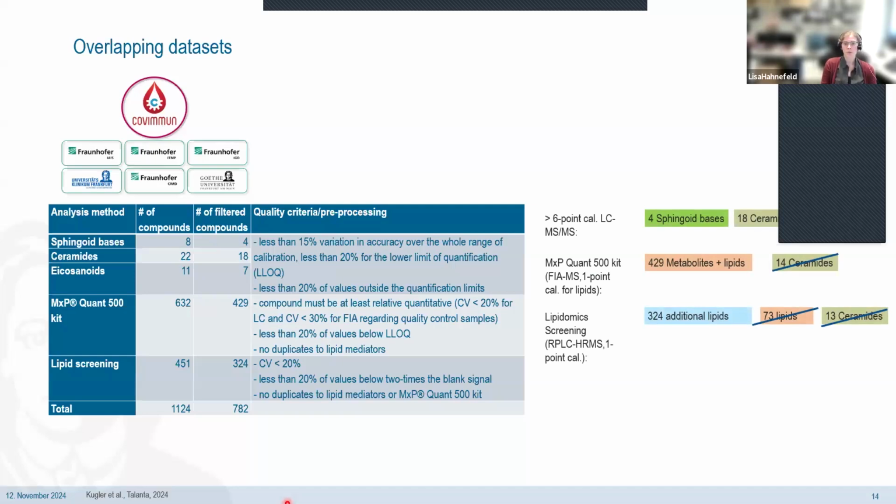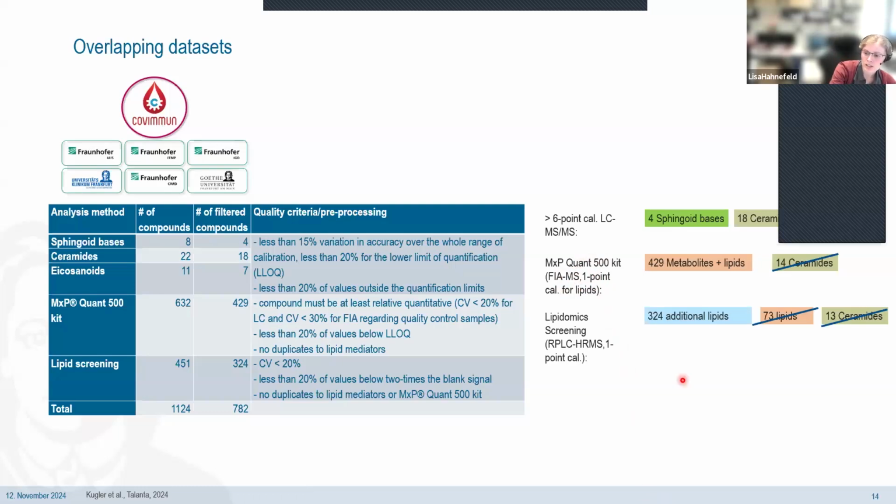But then we try to look at the quantification strategy. And in this case, we just try to order them according to what we presume would be their accuracy. So the best accuracy we assume with an external calibration or 6-point calibration using our LC-MS assays. And then we considered the FIA-MS of the MxP Quant kit as better than our reversed phase HRMS screening, because here the internal standards are correlating to our compounds, so it is a more stable relative quantification, and also, of course, Biocrates has done some validation studies on this.